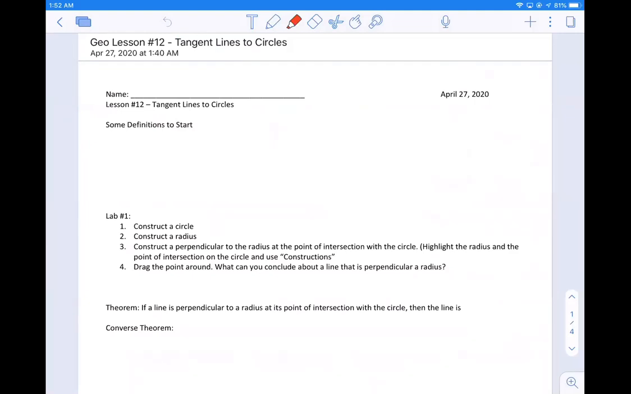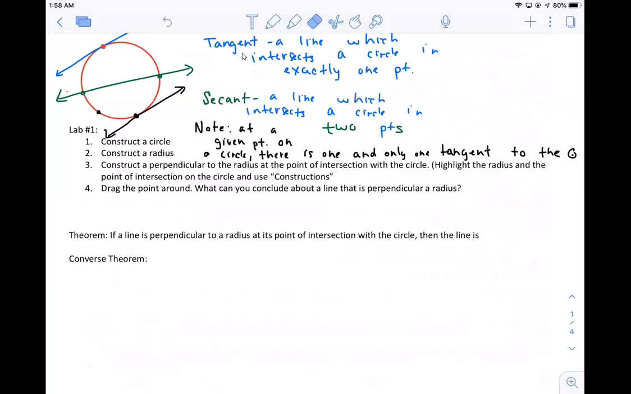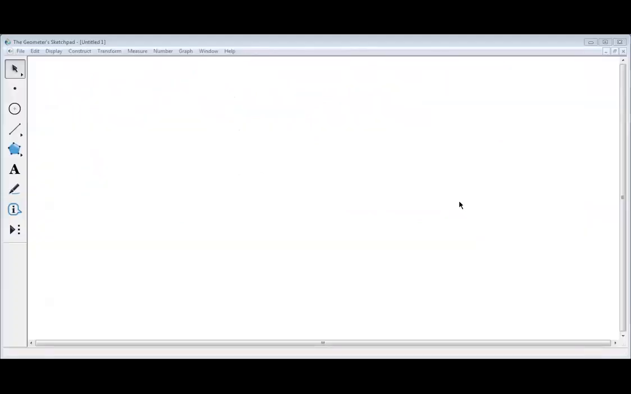I'm going to be opening up Sketchpad on my computer now, and let me share that with you guys. I'm going to be doing this on Sketchpad. Again, I'm sorry I don't have access to a calculator, so this is the best I can do.